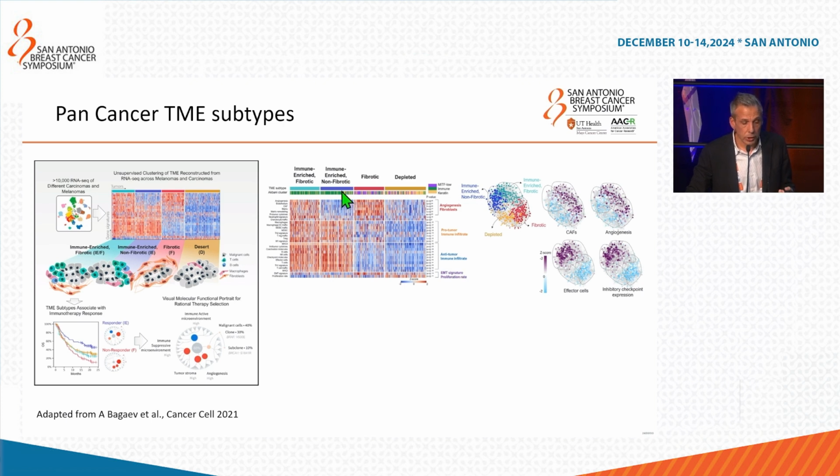Then they have the immune-enriched non-fibrotic, which is actually the best tumor microenvironment in terms of outcome and response to immunotherapy. Those microenvironments include anti-tumor infiltrates as well as pro-tumor infiltrates, but fewer CAFs. Then we have the fibrotic microenvironment with a lot of CAFs and less adaptive response. And then we have the depleted microenvironment, which does not show any of those components, except that the tumors proliferate more than they show a TME signature.